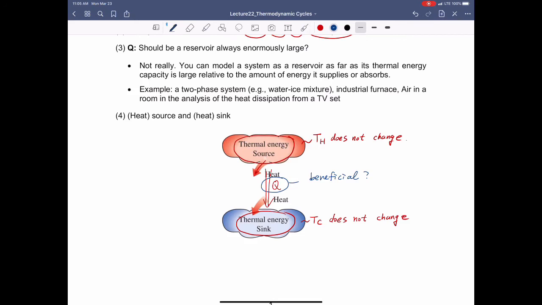Now, our motivation and question is, can we make use of this heat transfer by using a thermodynamic cycle? So that is our main question.